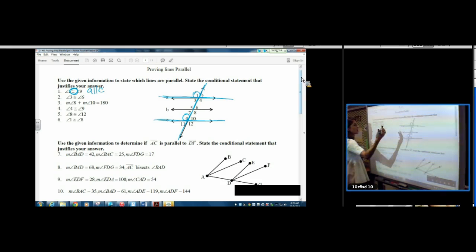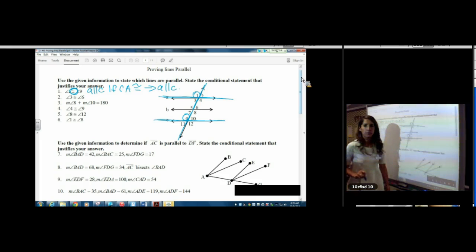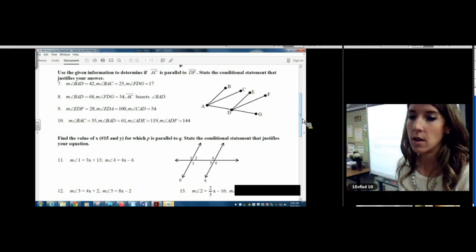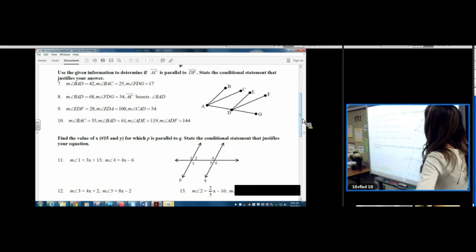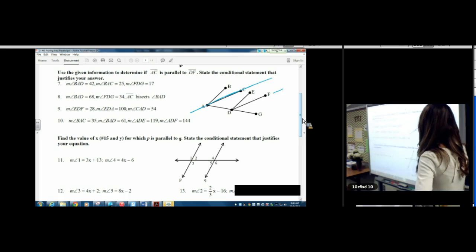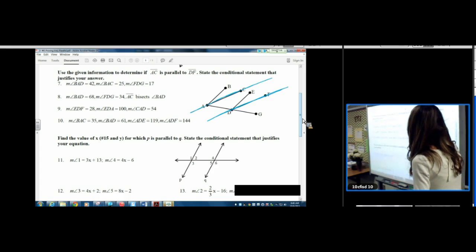State the statement that justifies our answers. If corresponding angles are congruent, then A is parallel to C. So that's the statement that you would write for number 1. Okay? Number 7. Use the given information to determine if AC is parallel to DF. So here's the ones we're looking at. AC, DF. All right.